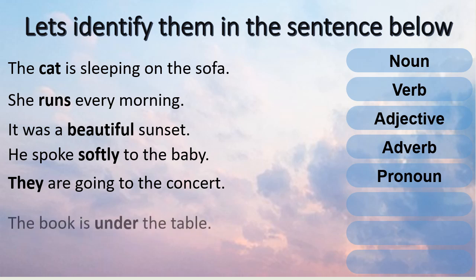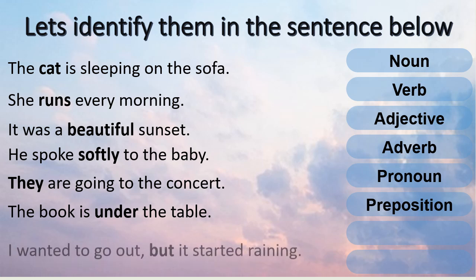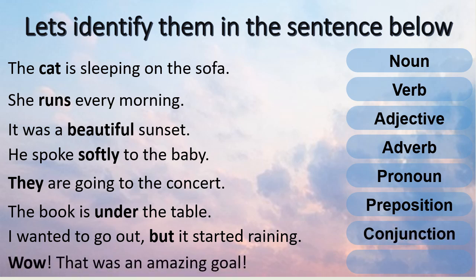6. The book is under the table. The word under is a preposition because it shows location. 7. I wanted to go out, but it started raining. The word but is a conjunction because it connects two ideas. 8. Wow! That was an amazing goal. The word wow is an interjection because it expresses strong emotion.